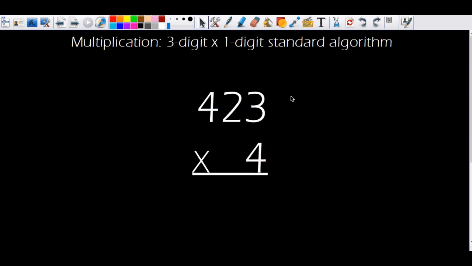423 times 4. Now the thing with the standard algorithm is we are doing just single digit times single digit throughout this entire problem. And we're going to start with 3 times 4. So what is 3 times 4, boys and girls? I think I can hear you loud and clear saying that 3 times 4 is equal to 12. And that is true.